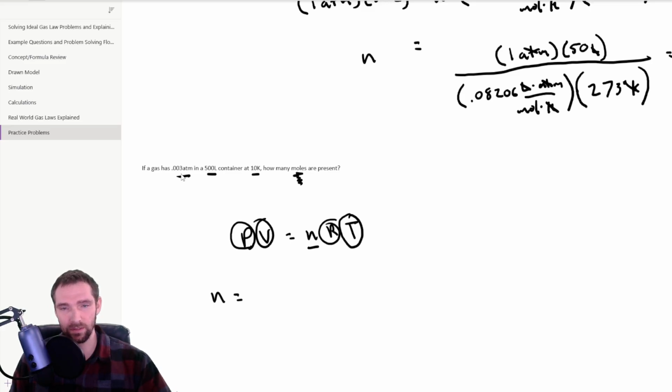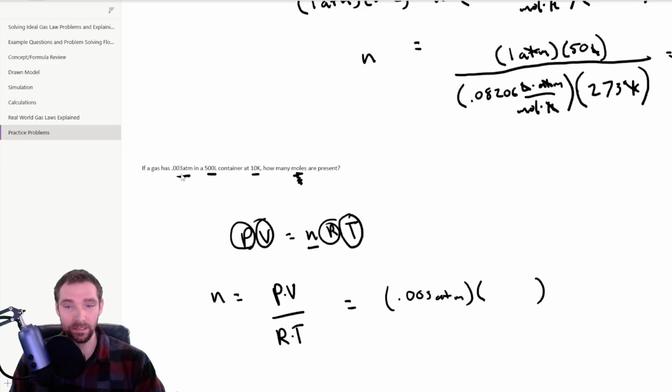So you can rearrange initially, and you can say n is equal to PV over RT. So you can rearrange at this point or later. It's the same math. You just gotta double check things a little bit. So if we plug in our numbers, we've got our pressure, 0.003. But see, now that I've written it this way, I've got to be careful with my units and make sure that units cancel out in a way that makes sense, which can be kind of hard sometimes with these. The volume was 500 liters.